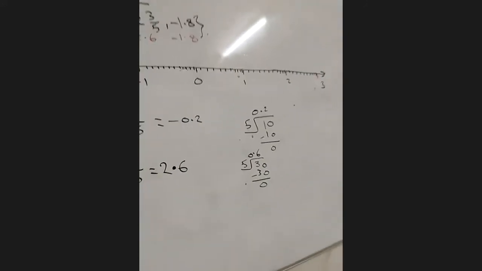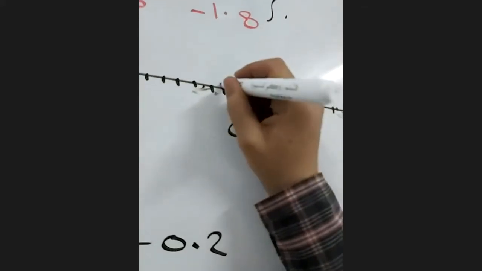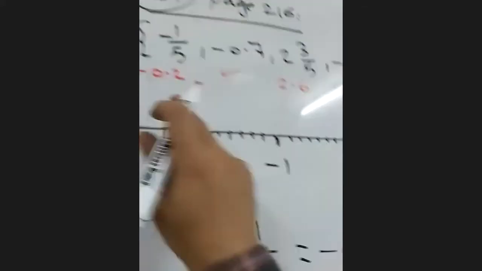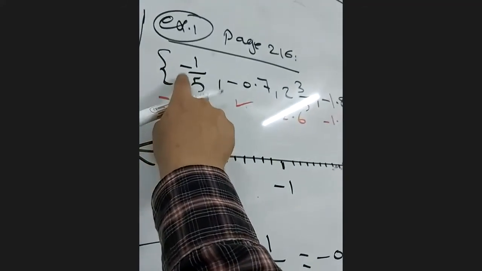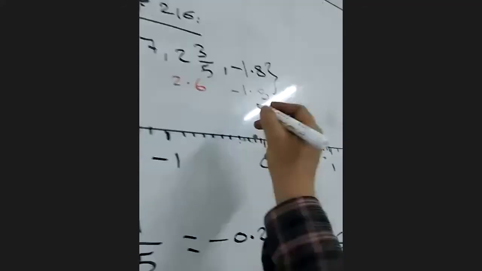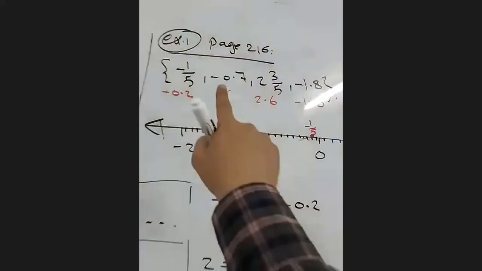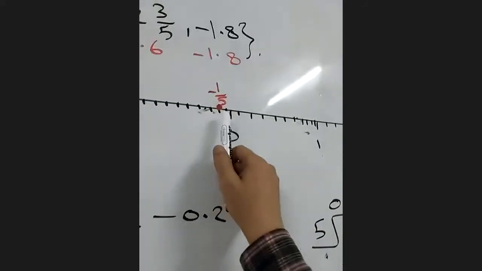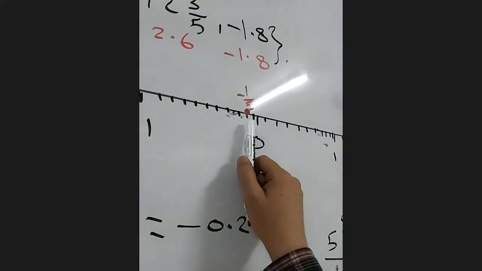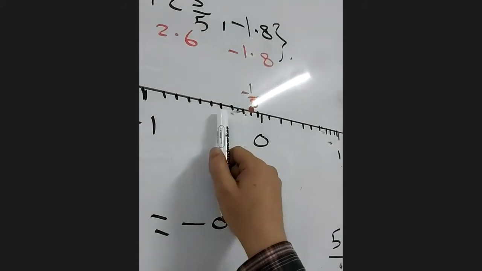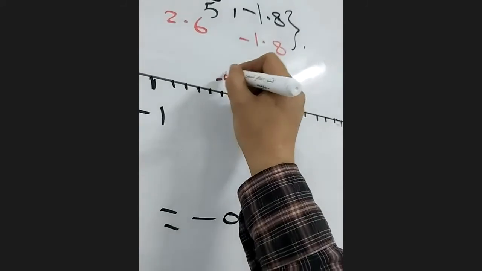So I will take another color, and I will go to the second one here. This is negative, but I won't write this. I will write the original rational number, which is given in the question. So this is negative 1/5. Now here, negative 0.7. Look, guys, to the negative. This is 0, 0.1, 2, 3, 4, 5, 6, 7 in the negative. So this is negative 0.7.